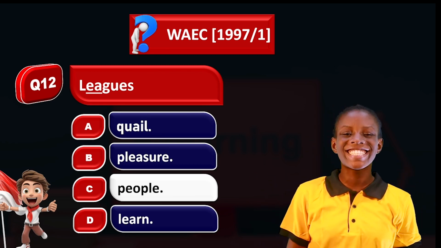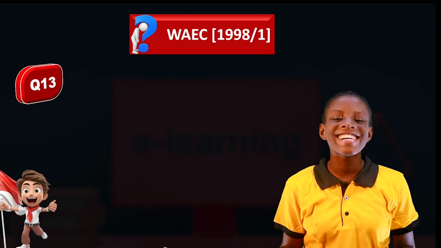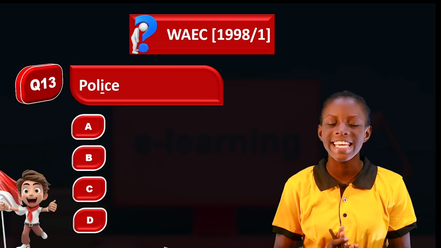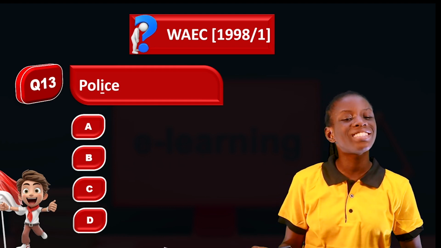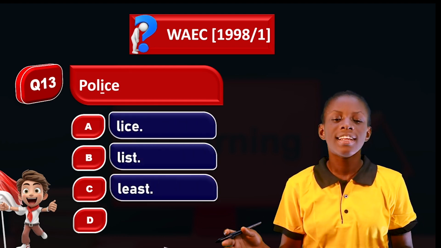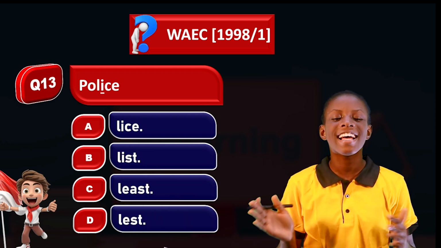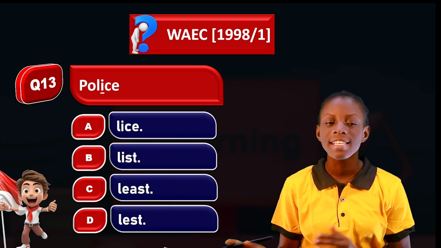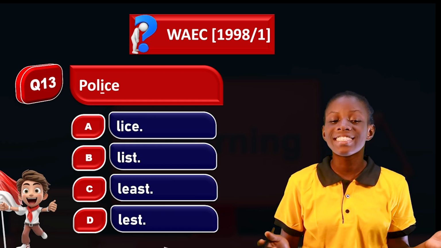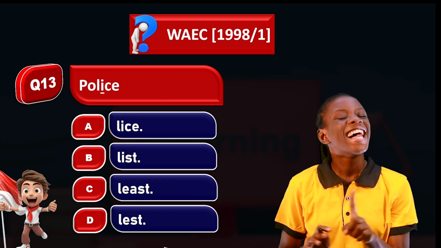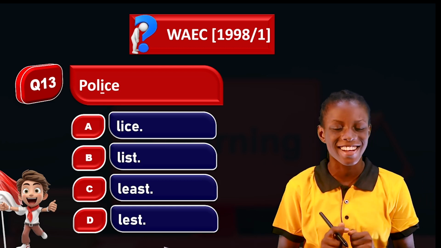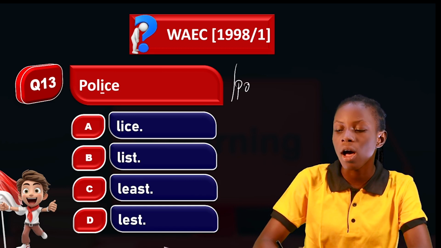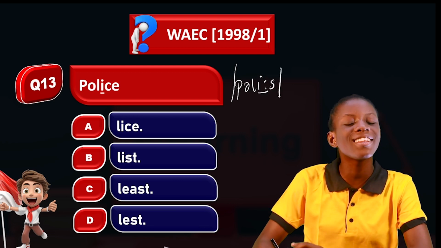Moving on to our next unique question, in the year 1998, question 1. WAEC asked this lovely question. Our given word is police, and the options are lies, least, least, and less. Let's transcribe together to verify our answer. How is police pronounced? It has the long E sound.